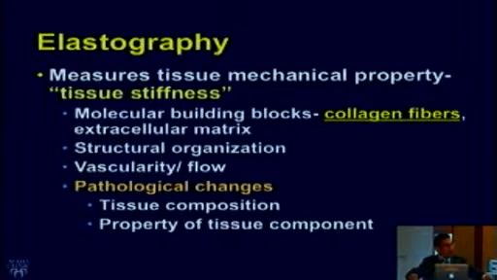And this depends upon molecular building blocks such as collagen fibers, which are the major contributor to tissue stiffness, and at the same time the structural organization of these fibers, and the vascularity, that is the blood pressure coming into that organ. Any pathological changes which induce disorganization of this structure will lead to a change in stiffness.